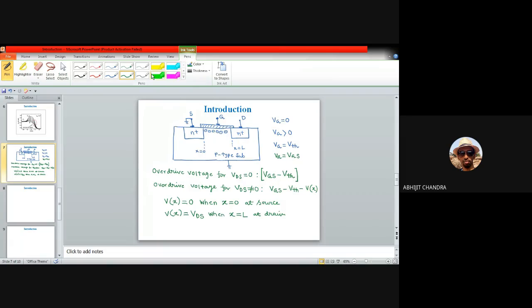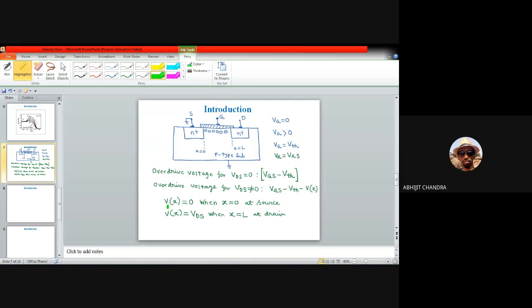As you can understand by observing this expression, the overdrive voltage for VDS greater than zero, that means VDS not equal to zero, is not constant. Rather, it will depend upon the position, so along X the value of the overdrive voltage will vary. At the source end, the overdrive voltage is nothing but VGS minus VTH. But now, unlike the first case where VDS equal to zero, you're applying some positive VDS, suppose 3 volt or 4 volt. As a matter of fact, the overdrive voltage for VDS not equal to zero is given by VGS minus VTH minus VX at any point X within the channel.